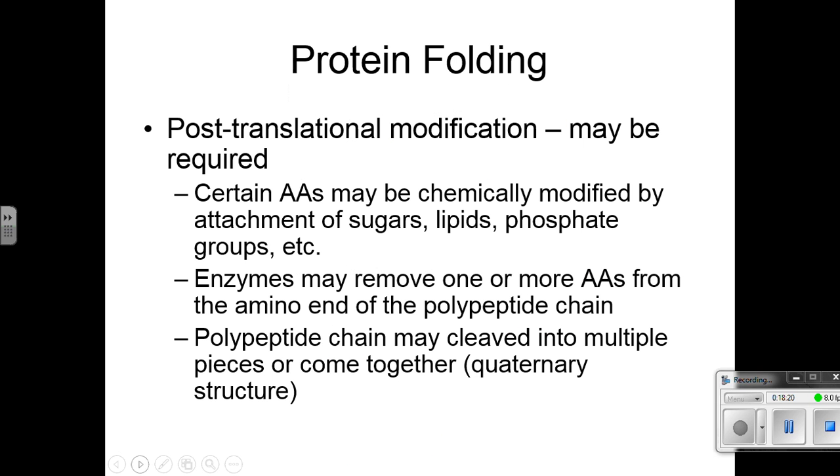Post-translational modification. This may or may not be required. Certain amino acids may be chemically modified by attachment of sugars, lipids, or phosphate groups. Enzymes may remove one or more amino acids from the end of the polypeptide chain, or the polypeptide chain may be cleaved into multiple pieces or come together. That would be that quaternary structure.